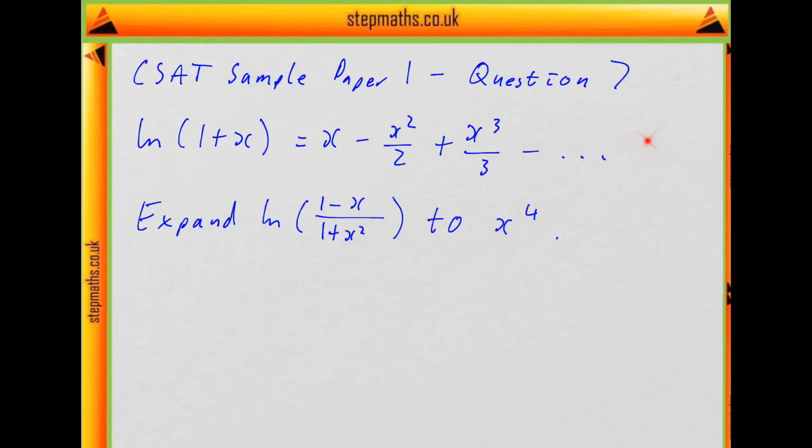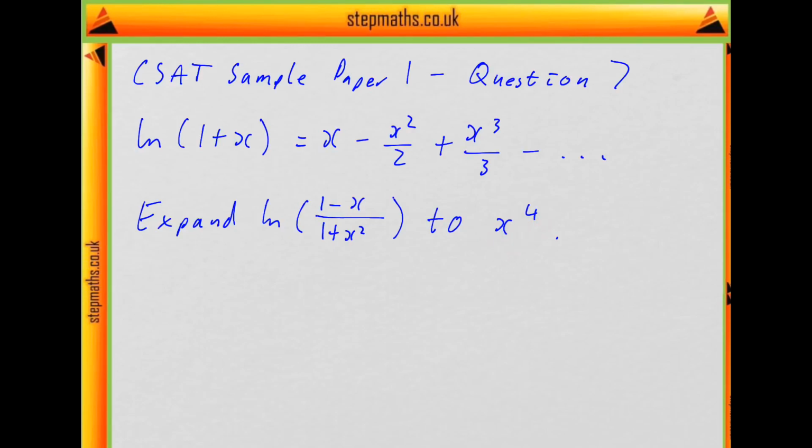So the minuses and pluses are alternating, and the number on the bottom is just the same as the power. In general we should provide a range of x for which this is valid, but they haven't given that to you, so you just imagine you're in the range where this is valid. And now what we're asked to do is to expand log of (1 minus x over 1 plus x squared) to the 4th power, so up to and including an x to the 4 term.